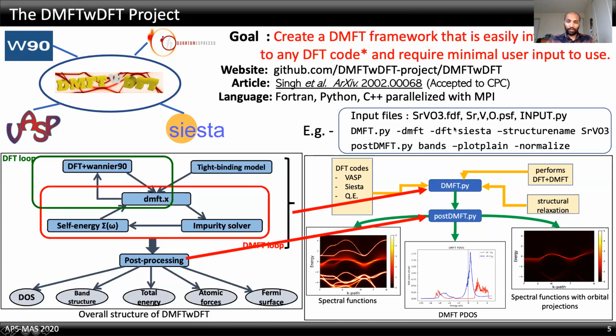Here I have an example to run a DMFT calculation for strontium vanadate using the DFT code Siesta. The only file inputs we need are the DFT inputs and a single file that governs the DMFT inputs. And using a single line like this, you can perform a full DMFT calculation, and then followed by this line here, which does the post-processing calculation to get a spectral function. So you can see how easy it is to run a DMFT calculation with this code.